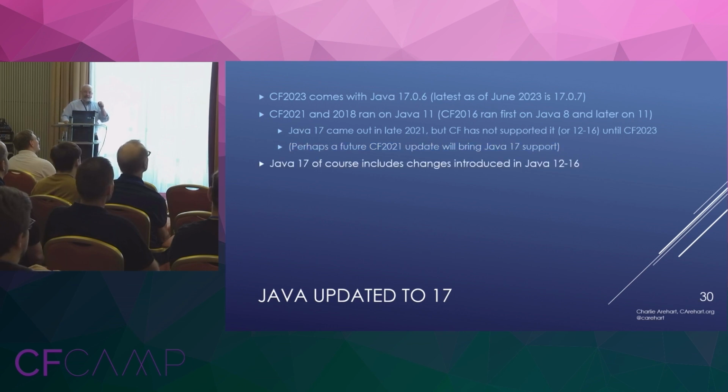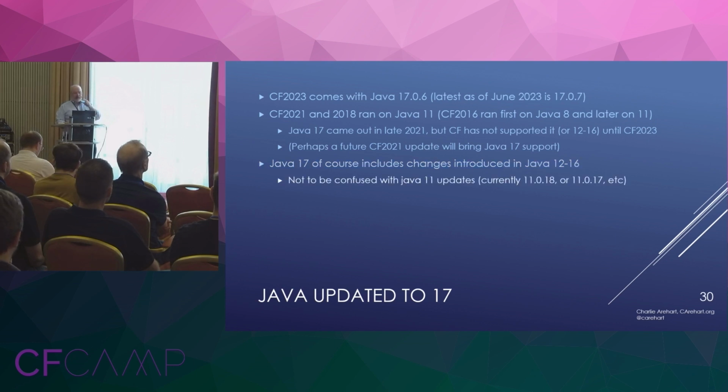As far as Java 17 changes are concerned, I just want to point out, if you're looking into it, don't just look at what changed in 17, look at what changed in 16, 15, 14, 13, and 12. Java has had that many updates. They went to very frequent, every 6-month updates, and then they declare certain ones to be long-term support. 11 is a long-term support, 17 is a long-term support, 21 will be the next long-term support, 8 is still a long-term support. Anyway, CF 2023 will work with 17. So look at what changed in all those versions. And don't confuse those version numbers with the Java 11 update numbers, like 11.0.18 and 11.0.17.